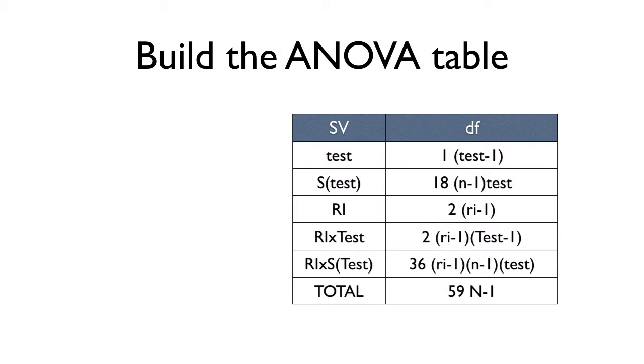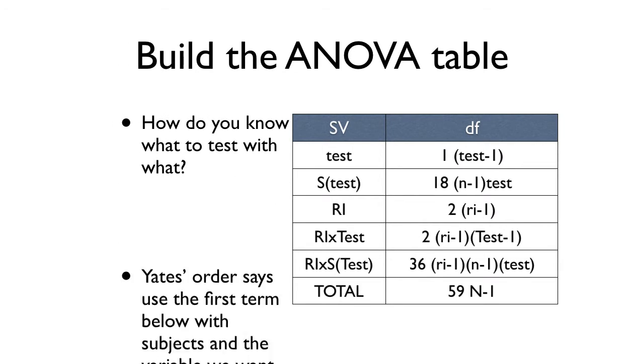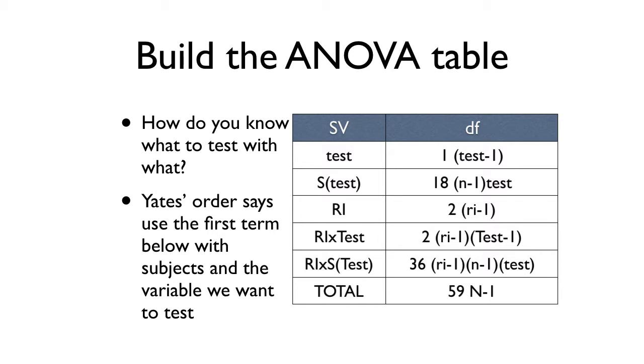So we got to build the analysis of variance summary table here. So this is an extra step down in that whole Yates order thing I was telling you about. The first thing you want to do is list your between subjects variable. So you go between, then subjects, then within. So the between subject variable, I called it test. So it's memory test type. Then I've got subjects within test. Between, subjects, within. Then retention interval.